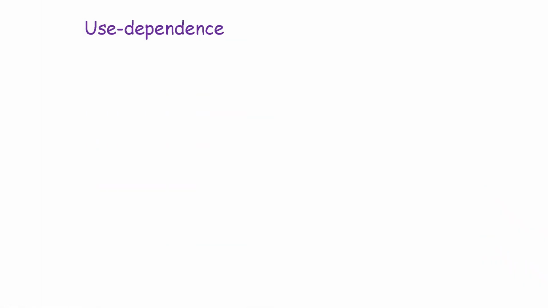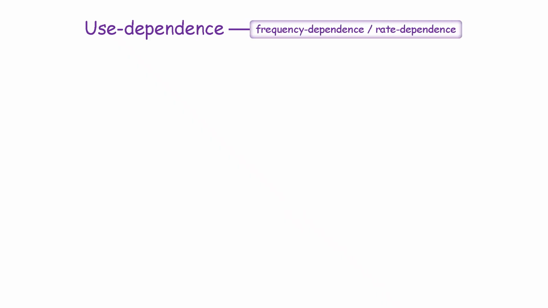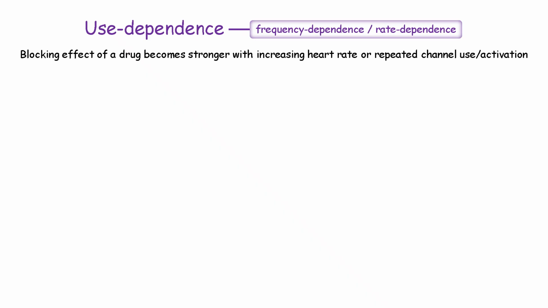Use dependence, also known as frequency dependence or rate dependence, is a key feature of how class 1 antiarrhythmic drugs interact with sodium channels. It refers to the phenomenon where sodium channel blockade becomes more pronounced at faster heart rates or with repeated activation. That is, with increased use of the channel.